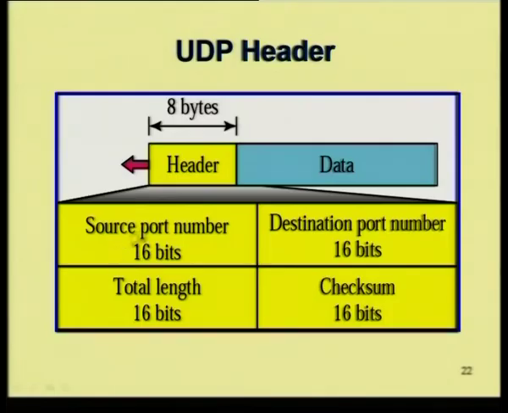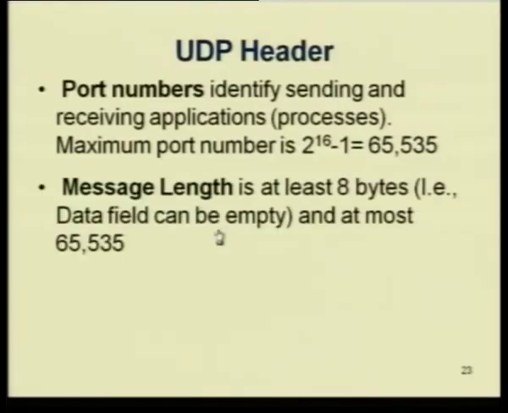If I look at this picture here, you can see that each of these fields is 2 bytes, so 16 bits. So this one row here is 4 bytes, and this row is 4 bytes. So 8 bytes constitutes the header. The minimum size UDP packet can have only the header and no data, in which case it will have only 8 bytes as the minimum size. The maximum size you can have, because the total length is 16 bits, is up to 64K as the size of the packet. So message length is at least 8 bytes and at most 65,535.